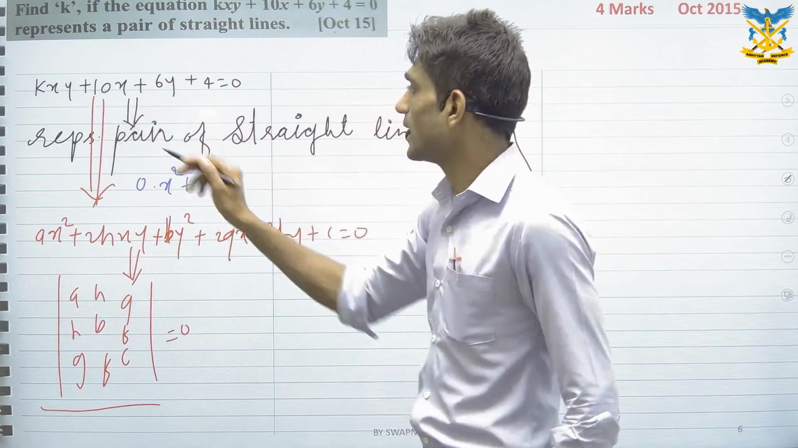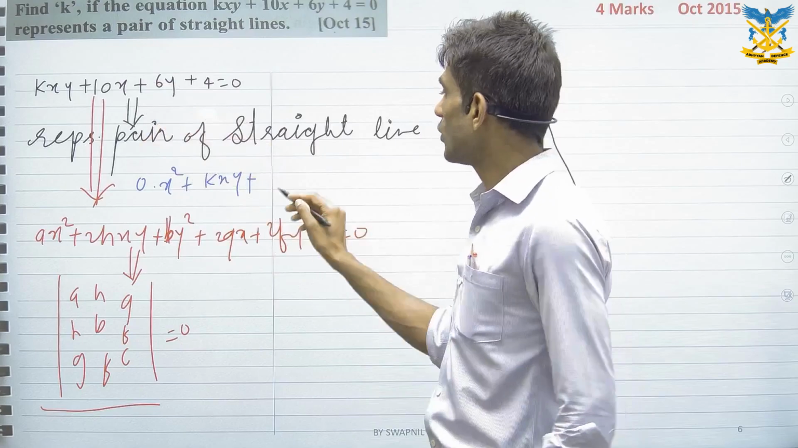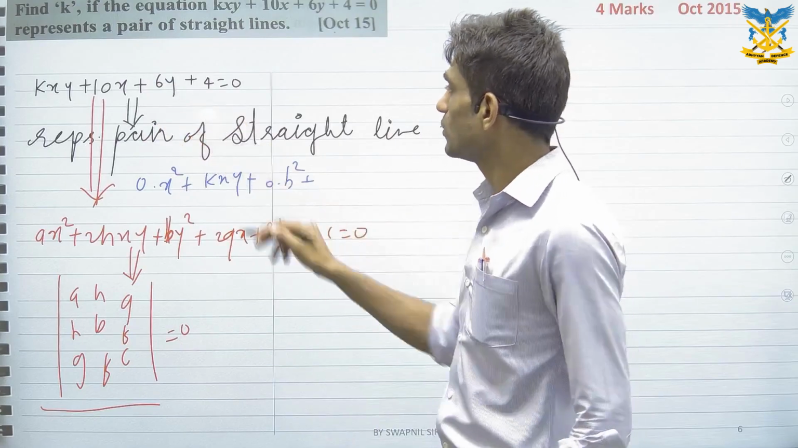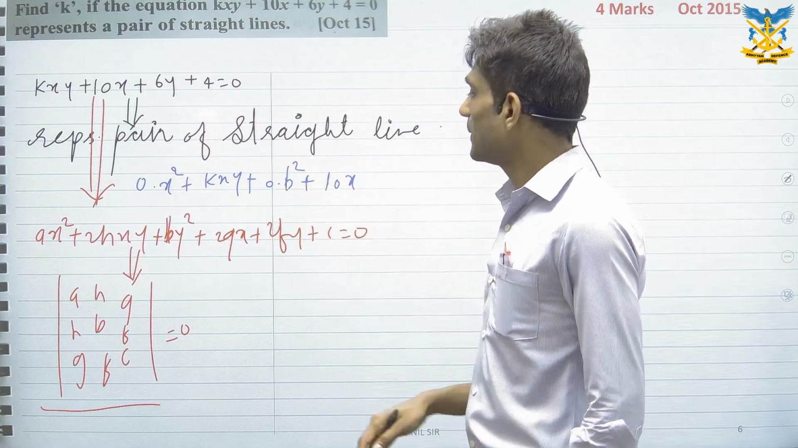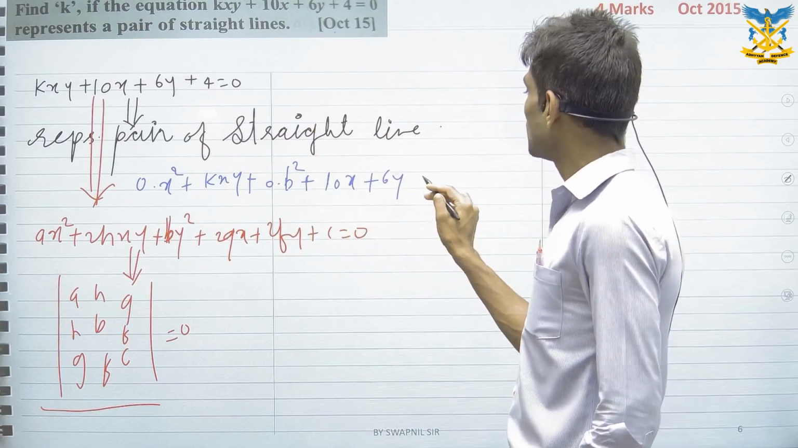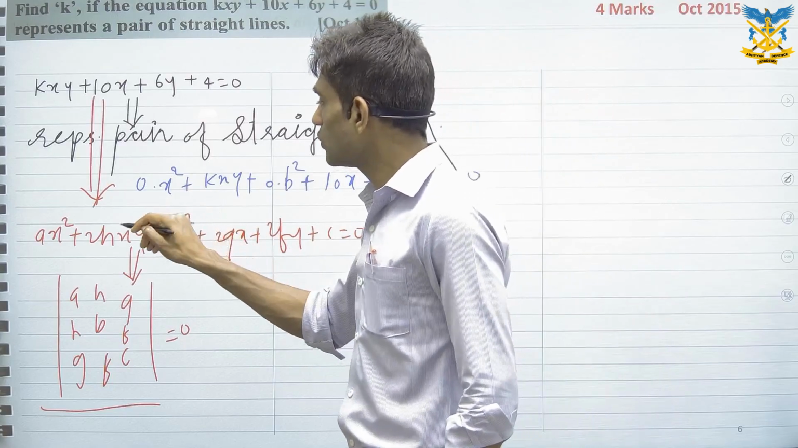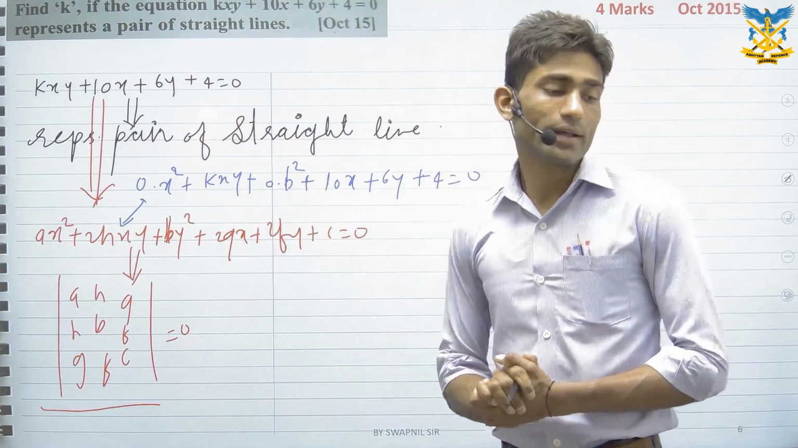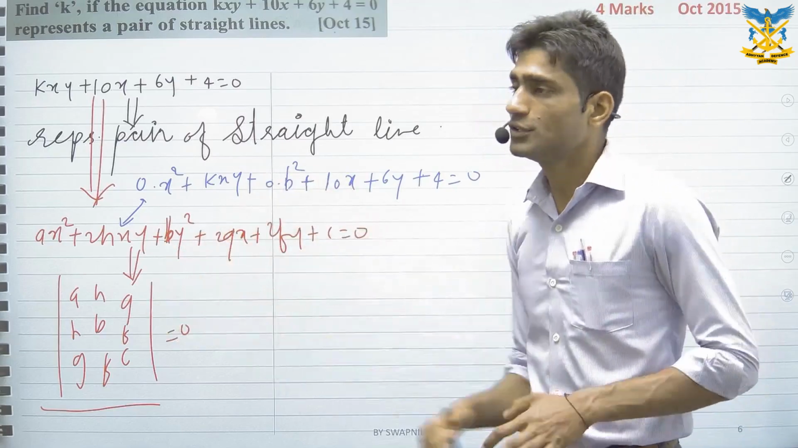Plus 2hxy, yes, that term is there, so k times xy, keep it as it is. Plus by², not a term, so 0 times y², write this. Then 2gx, which is equal to 10x, it is given, so 10 times x is there. After that 2fy, which is equal to 6y, given, plus c, which is equal to plus 4, given, which is equal to 0. Now compare this equation with this equation and you will get the required values for a, b, g, h, f. Put all these values here and you will get the required answer.